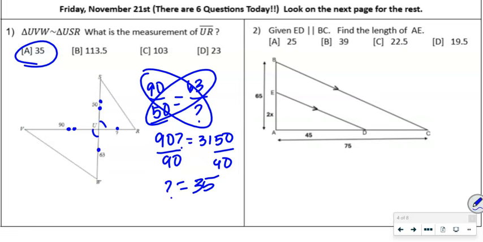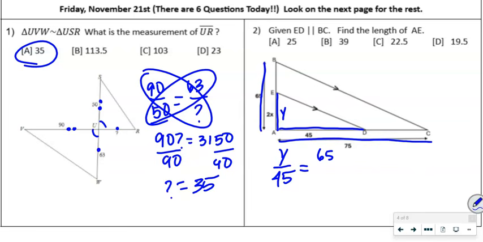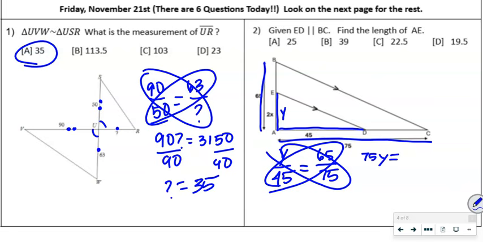So it's asking us to find AE right here. I'm going to call that Y. And that's going to map to this, right? So we're going to say Y over 45 is equal to our whole side over here, 65 over our whole side over there, 75. So we're going to cross multiply here. So that's going to be 75Y is equal to 45 times 65. And 45 times 65 I got was 2925. We're going to divide both sides here by 75.